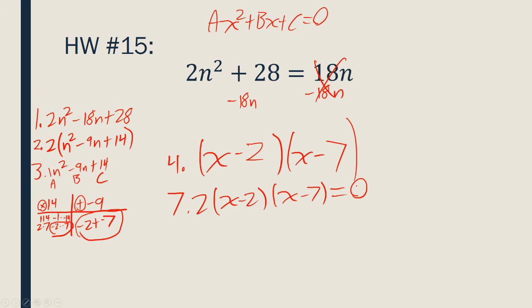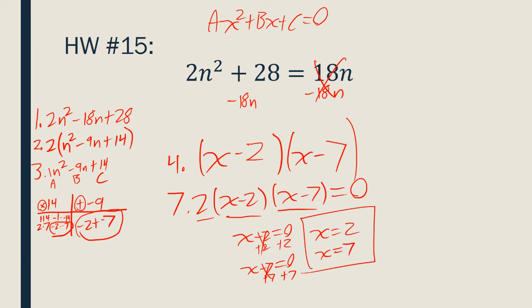Now that it's in factored form, I'm going to go ahead and solve. Because I have all these factors being multiplied and set equal to 0, x minus 2 could be equal to 0, or x minus 7 could be equal to 0. When I solve for x in each of these equations, I get x equals 2 and x equals 7. Those are my two solutions to that quadratic function. Again, that's number 15 on your homework, so those would be my answers. To double check, you can plug 2 and 7 back in for n, and make sure that you actually get two sides of the equal sign that are indeed equal to each other.